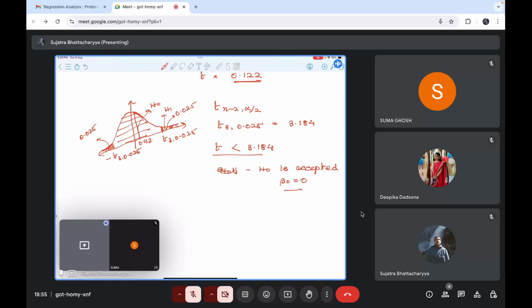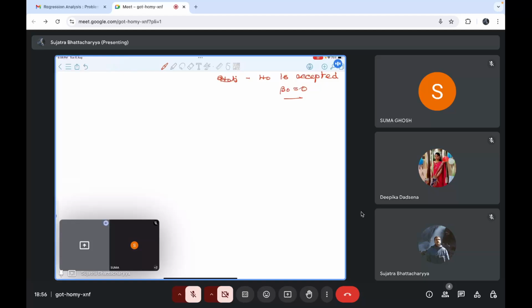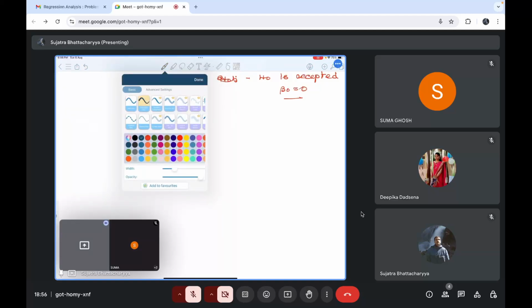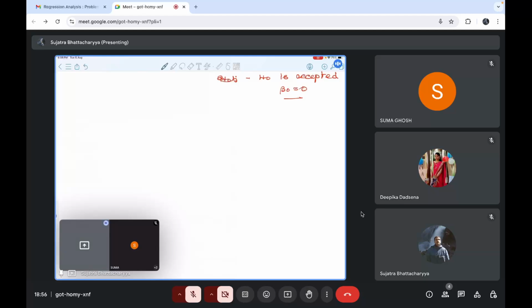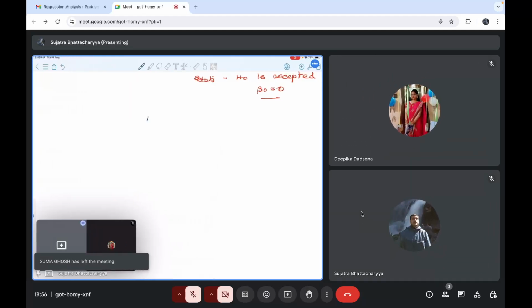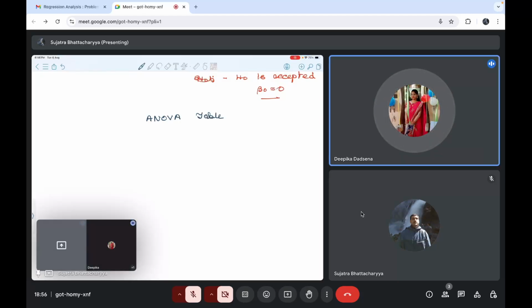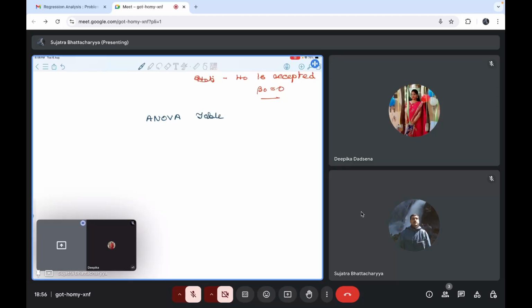Fine. Now, once we have tested the beta 1 hat and beta naught hat, this hypothesis testing is already done. Now, we start with the ANOVA table concept and let us see. Let's change the color. So now we will talk about the ANOVA table. What is that ANOVA? And we will write the ANOVA table. This is actually analysis of variance.